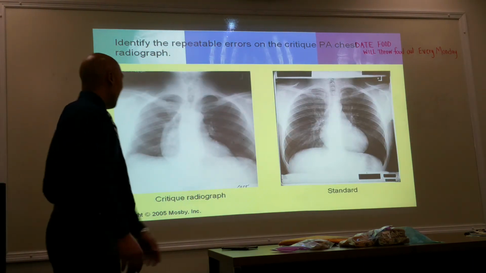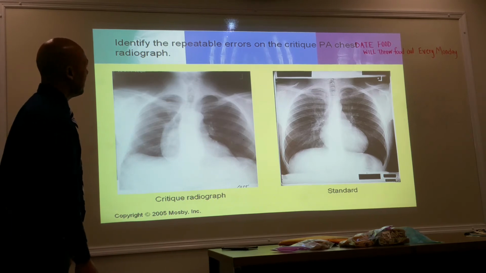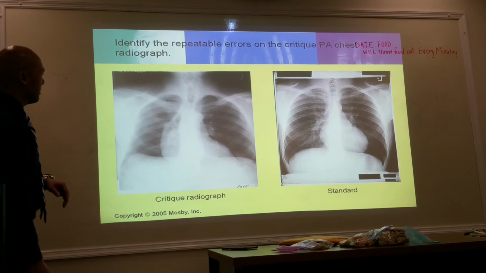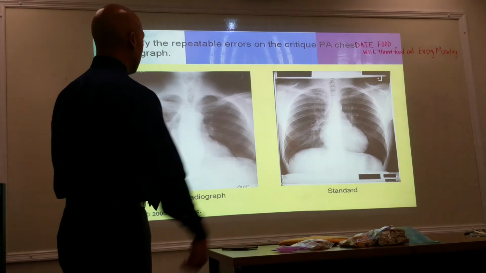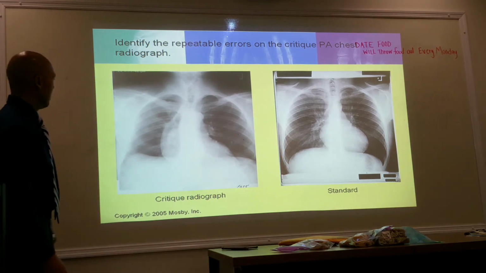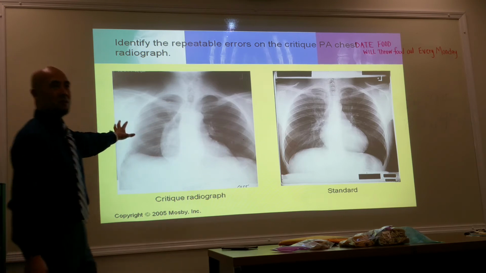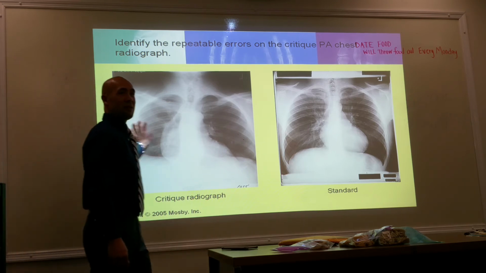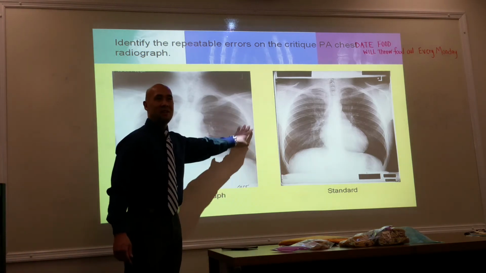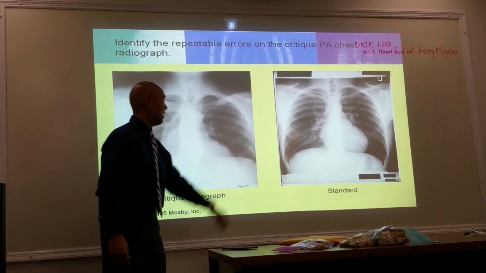All right, which is better, left or right? Left. Identify the repeatable errors and critique the PAs. So repeatable errors. That's your standard. This is the critique. So what happened here? Not enough ribs. Not only is there not enough ribs, what else happened? They're cut off. We're missing the lateral edge, so that's clipped off.